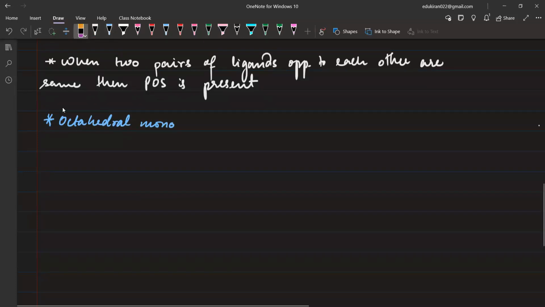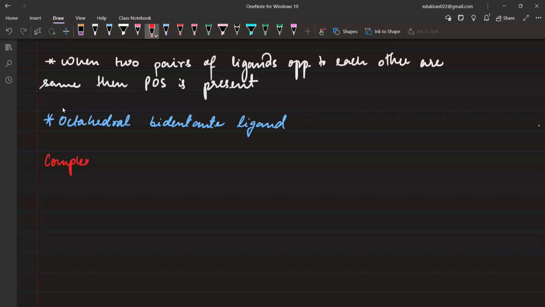monodentate. Sorry, bidentate. Bidentate ligand. Okay, so in octahedral complexes, now we are going to have a bidentate ligand, and we will see different cases of bidentate ligand. So first of all, we are going to make the same patterns that we made earlier. That means we will have the complex. We'll have to make a table, right? We'll have complex.